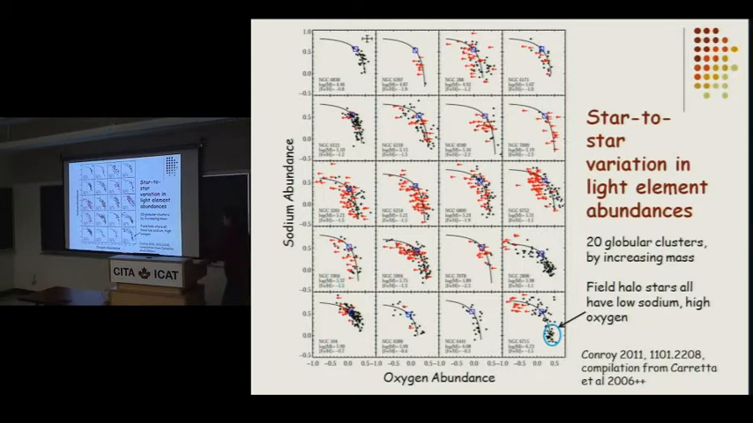The interesting thing is that all globular clusters seem to do this. Every single cluster that's been studied well shows this same thing. These clusters are in order by mass. So this is a quite low mass globular cluster, and this is a really high mass globular cluster. And so the effect seems to get bigger. You get more spread along these lines.